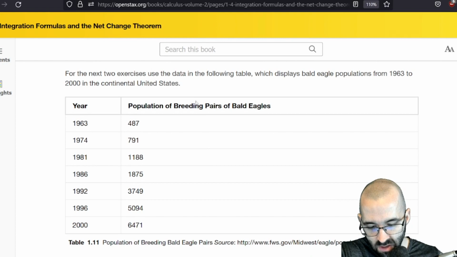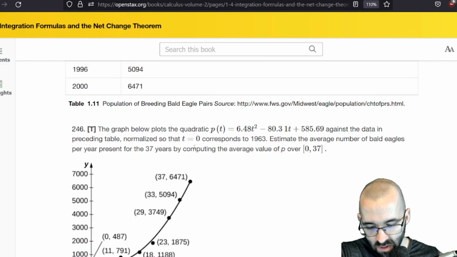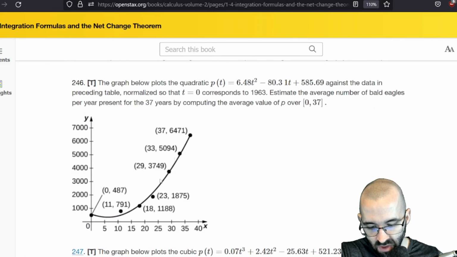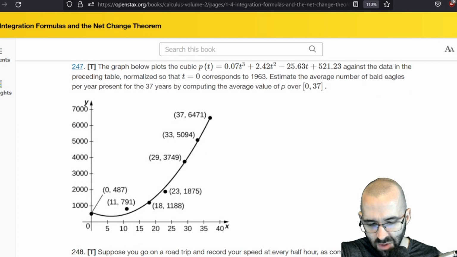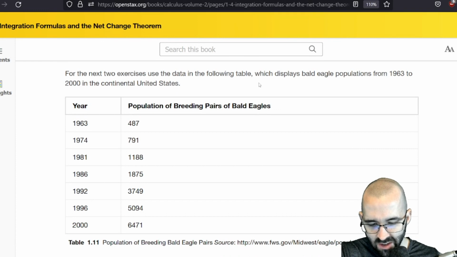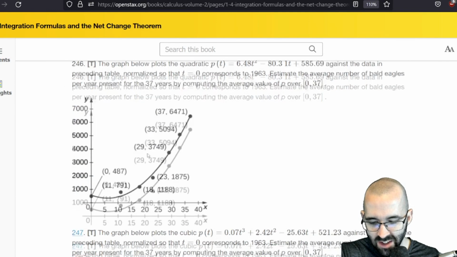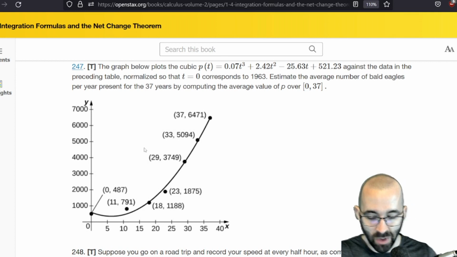Wait, what is this? Is the bald eagle populations. And the previous one, it models it with a quadratic. I just want to make sure what I'm saying is true. Yeah, so there's no rate of change here at all. Just finding an average value, right? Yeah, this is not a rate of change. Again, kind of a weird problem to see.